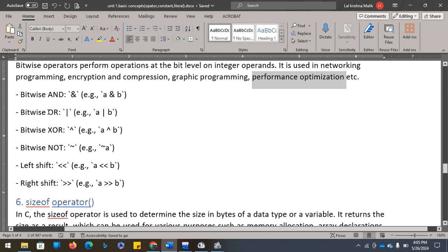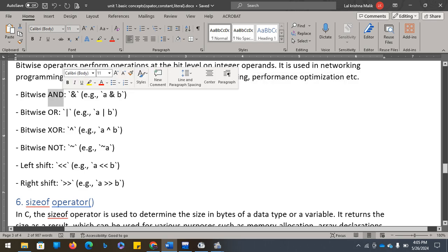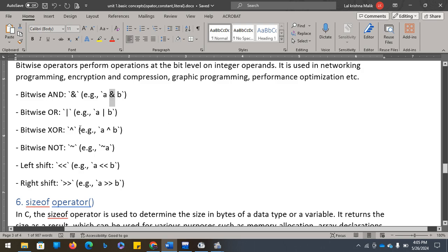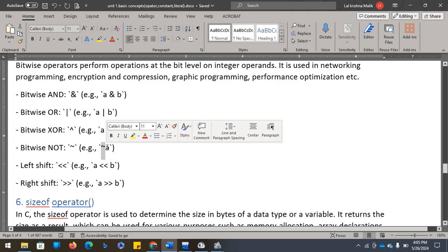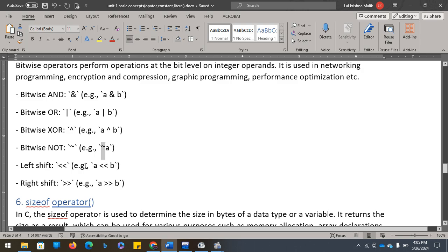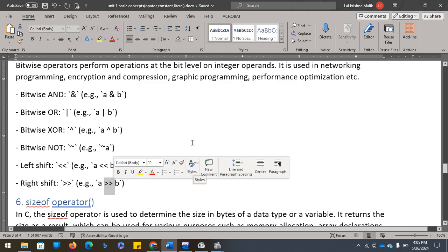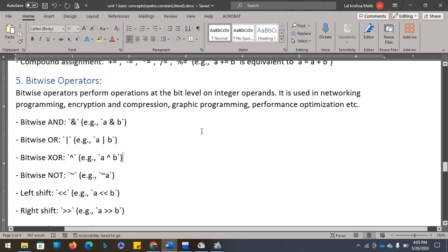These are all the types: bitwise AND, for which we use this ampersand symbol, or bitwise OR, for which we use this vertical bar symbol. For bitwise XOR we use this caret symbol. For bitwise NOT, this is called tilde, we use this symbol. For left shift we use two smaller-than symbols. For right shift we use two greater-than symbols. So these are all the types of operators. They are called bitwise operators.